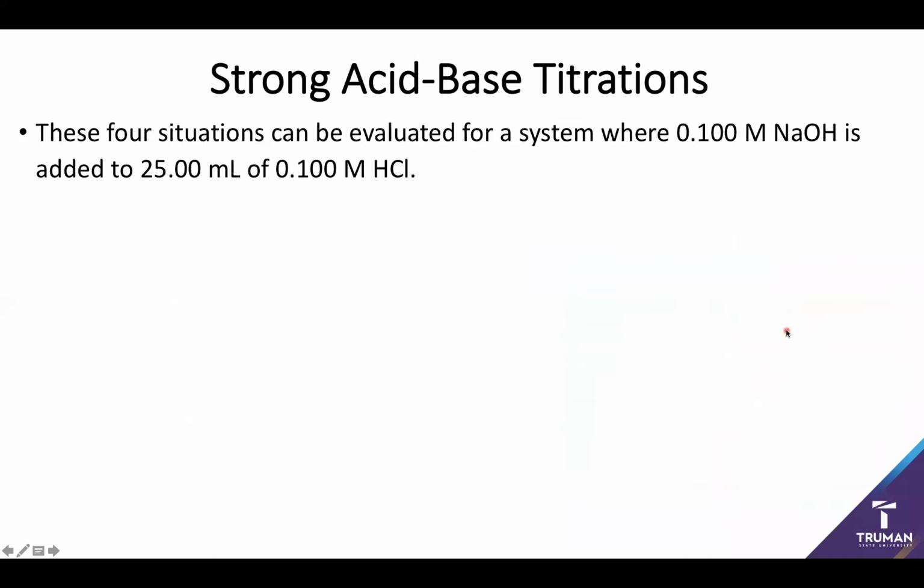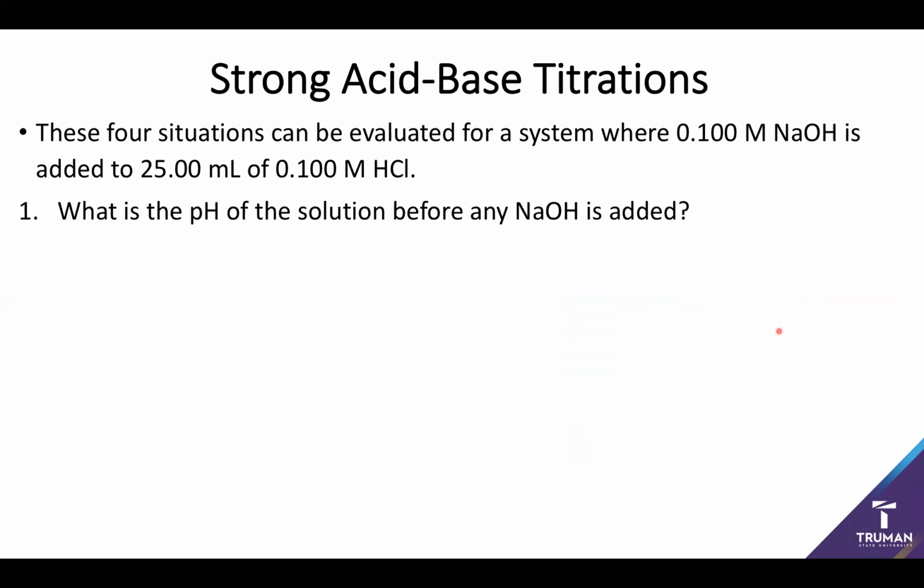So the first of these situations will be, let's say I'm adding 0.1 molar NaOH to 25 milliliters of 0.1 molar HCl. So the first of these cases is simply going to be what's the pH before I add any of my titrant.